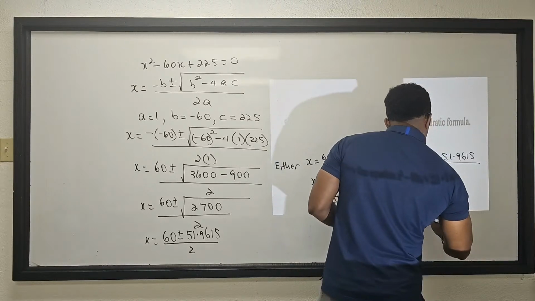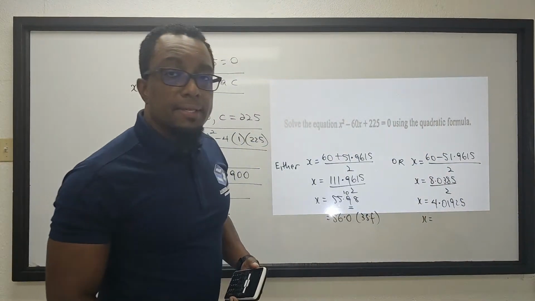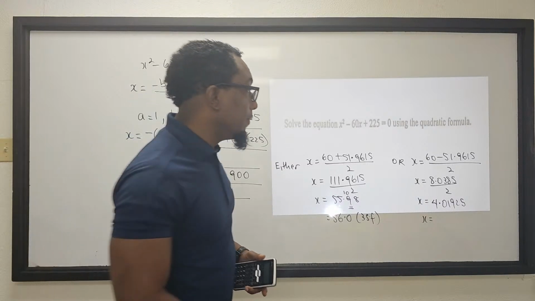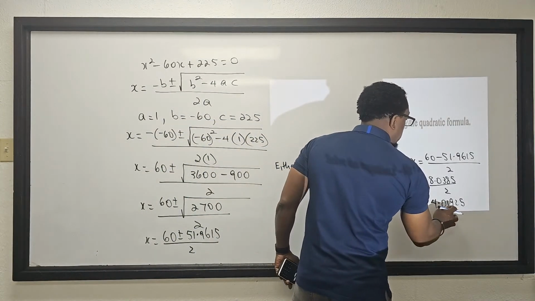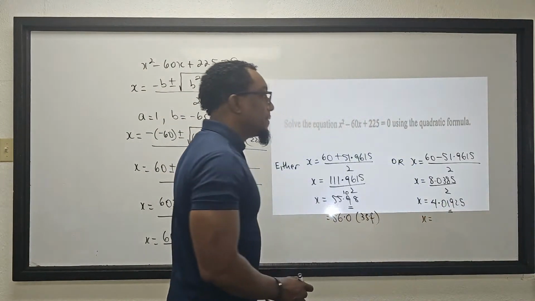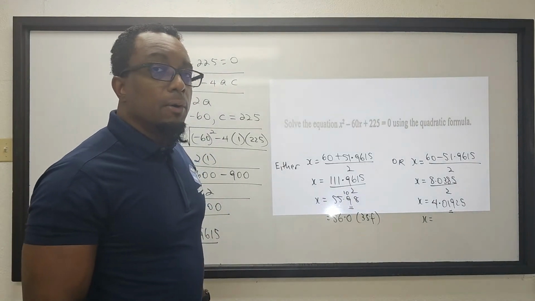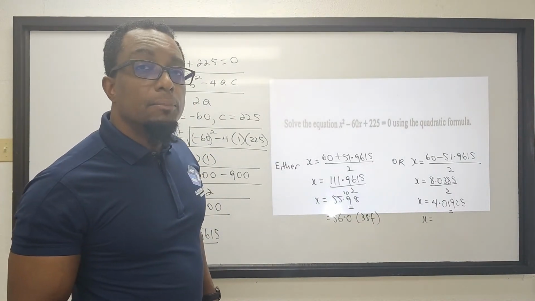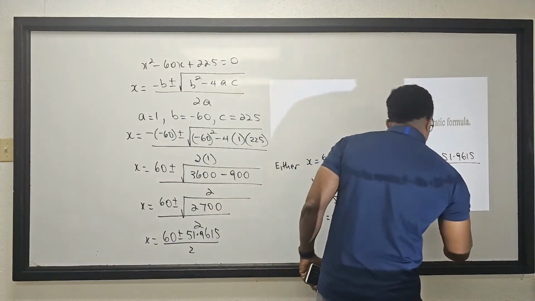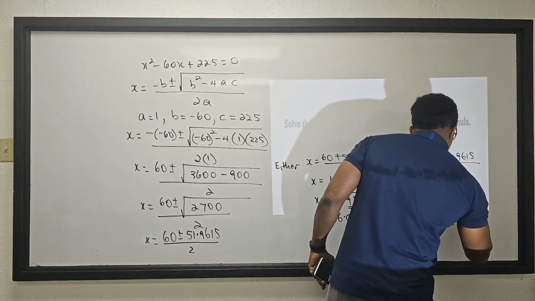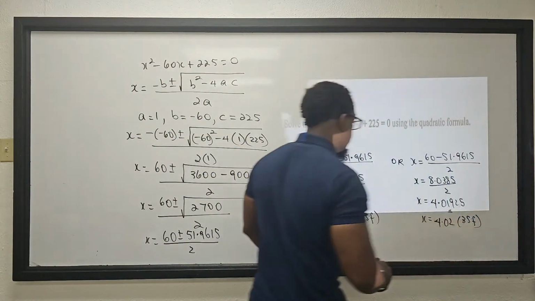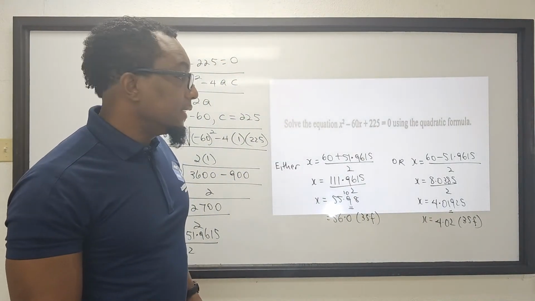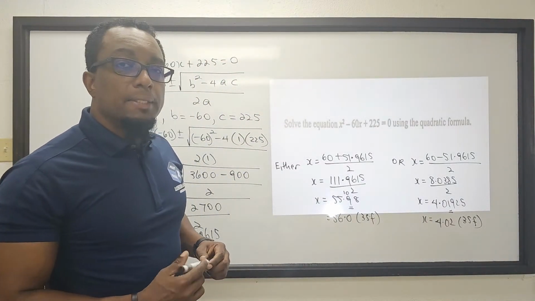4.01925. And to 3 significant figures, I start from the first non-zero digit from the left. I'm counting from 4. So I count 1, 2, 3. I look at the number immediately after, which is 9. Once it's 5 or more than 5, I add 1 to my 1 to become 2. So this is 4.02 to 3 significant figures. Alright, so this is solving the quadratic equation using the method of the formula.